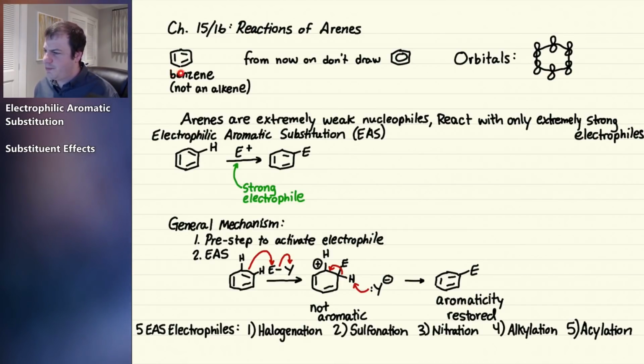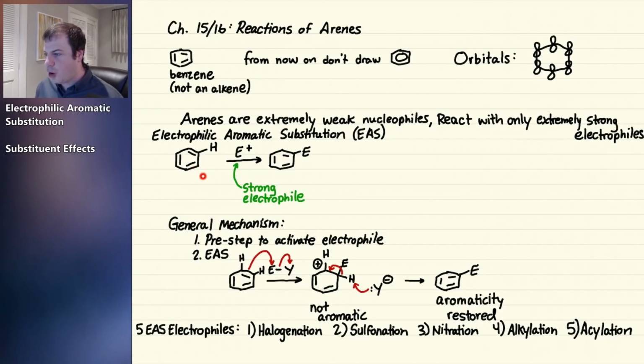And what we saw was that benzene is very distinct from alkenes in that it's largely unreactive. One of the reasons it's so unreactive is because of the 6 pi electrons that are delocalized around the ring in the p orbitals. However, arenes are extremely weak nucleophiles, so if we add a very strong electrophile, we can get them to react.